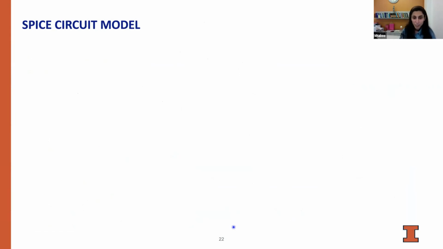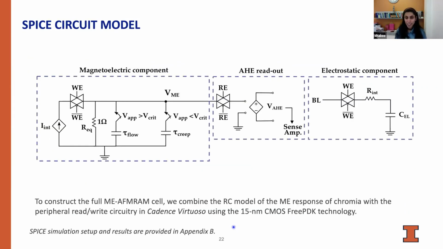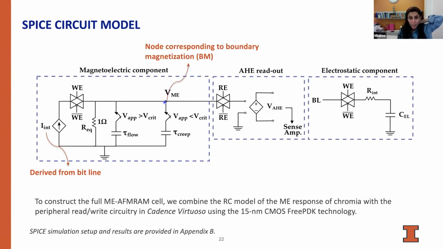And I have to say that this is something that is very critical, because we have to take the models and then give them to circuit designers so that they can work with them. So what we did was we implemented this resistor capacitor network representing the domain wall propagation. We implemented this in a 15 nanometer CMOS technology. And here we said that the input to this magnetoelectric component is coming from the bit line. This is this current source. And then we represent the boundary magnetization using this voltage node.